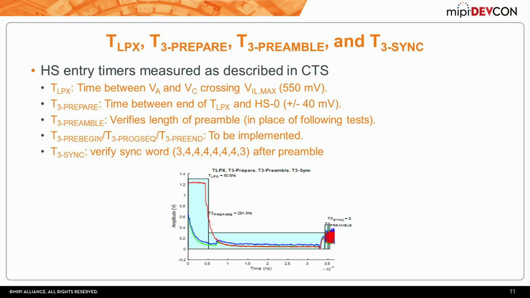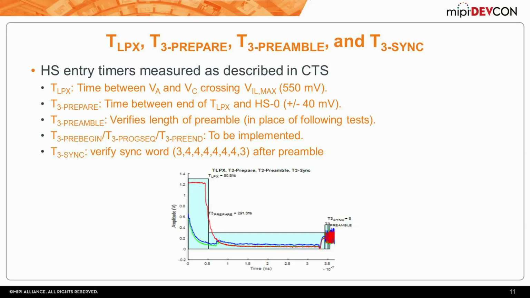So TLPX is quite simply the same as it was in DeFi, where you have a trip level. In this case, it's 550 millivolts, and you just figure out the time between VA and VC, so data lane A and data lane C, crossing that trip level. And you'll do the same interpolation you would do for the clock data recovery to find the exact time. And T3 prepare is similar. There's an analog in the DeFi GUI where you just send 0 volts for a period of time before turning on your HS transmitter. That goes from the end of TLPX until you first start sending a differential signal.